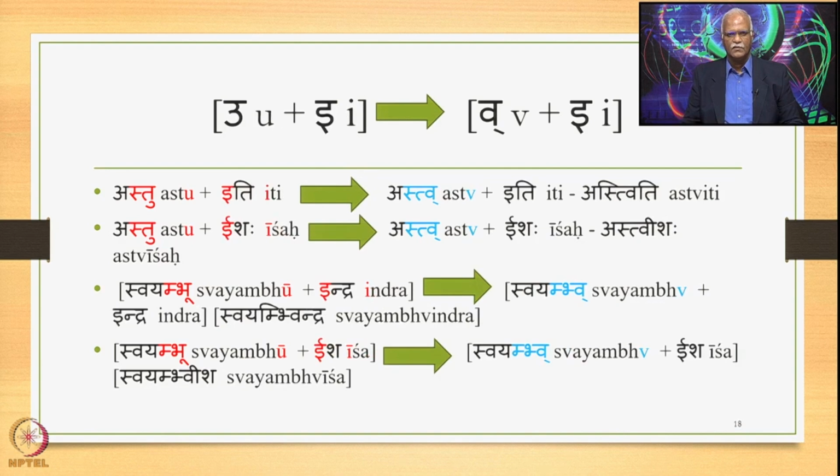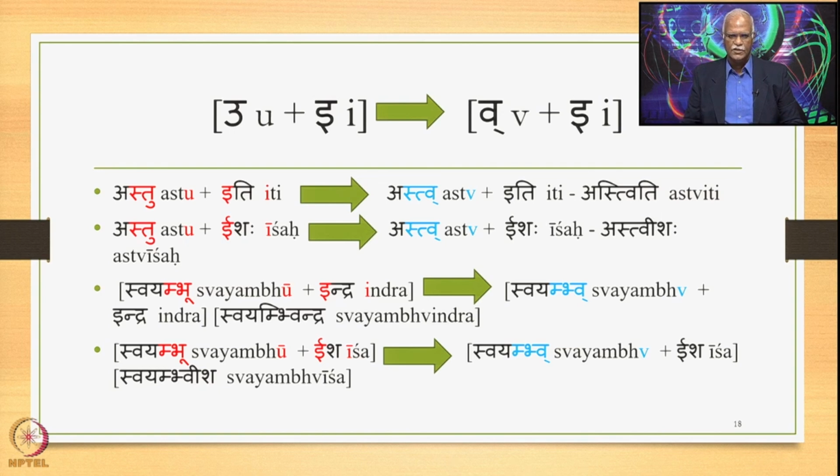Then we have the situation U plus E, U followed by E, and 6177 applies, and the output generated is V followed by E. So the examples are Astu iti, and here U gets substituted by V, and so we have Astv iti, Astviti. Similarly, Astu Ishaha, so E stands for its homogeneous sounds, namely long E. Astu Ishaha, 6177 applies, Astva Ishaha, Astvishaha.